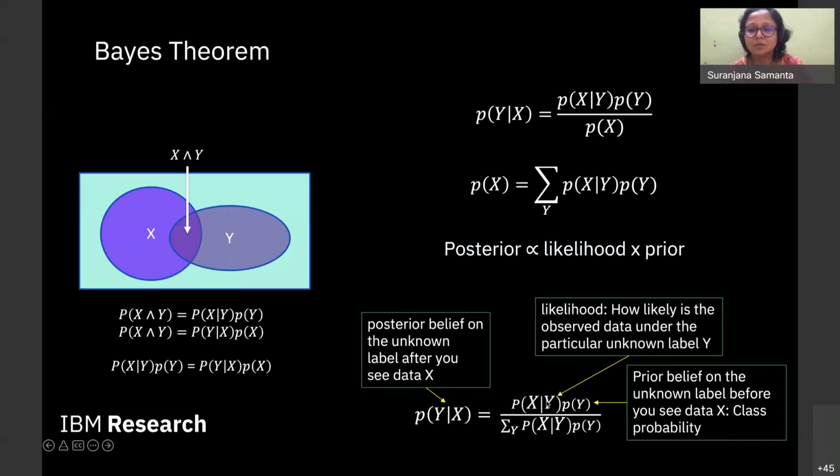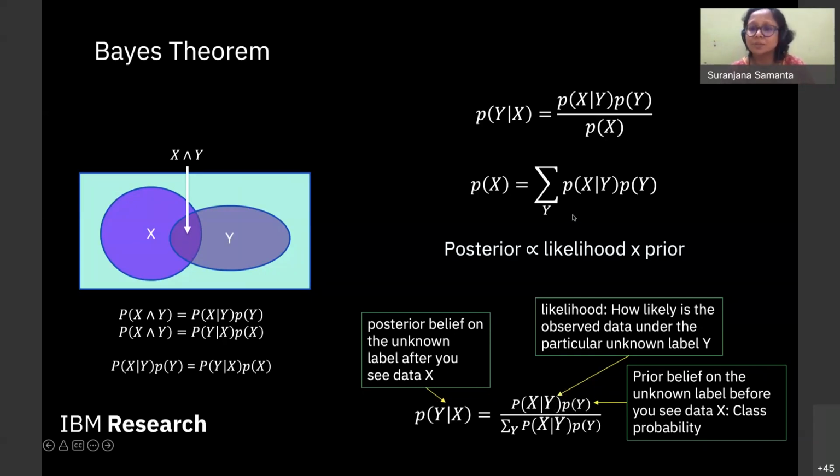Likelihood is that, given this particular instance, what observation has been made, that this particular label has been occurring with this kind of instance. Mostly this has been obtained using training data. And this is the belief on that unknown label, or this is the prior.